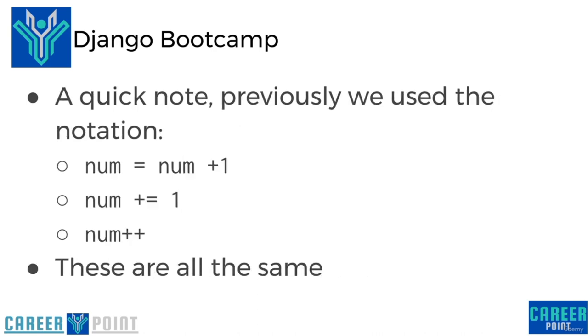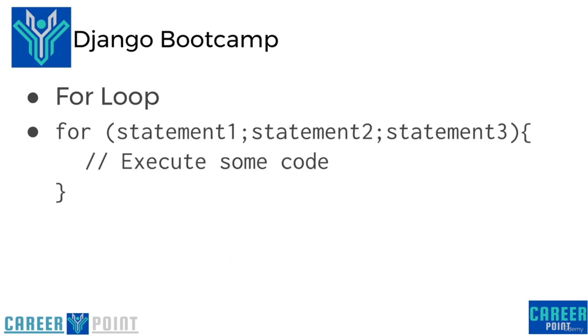And as a quick note, previously we used the notation num is equal to num plus 1 when during a loop we wanted to increment the variable num by just 1. There's also 2 other ways of writing that, and that is num plus equal to 1 or num plus plus. And if you wanted to subtract 1, you would just say num minus equals 1 or num minus minus. So these are all the same. All 3 of these statements are doing the exact same thing. That's just a heads up because with JavaScript, the most common one you'll see is the very last one, num plus plus.